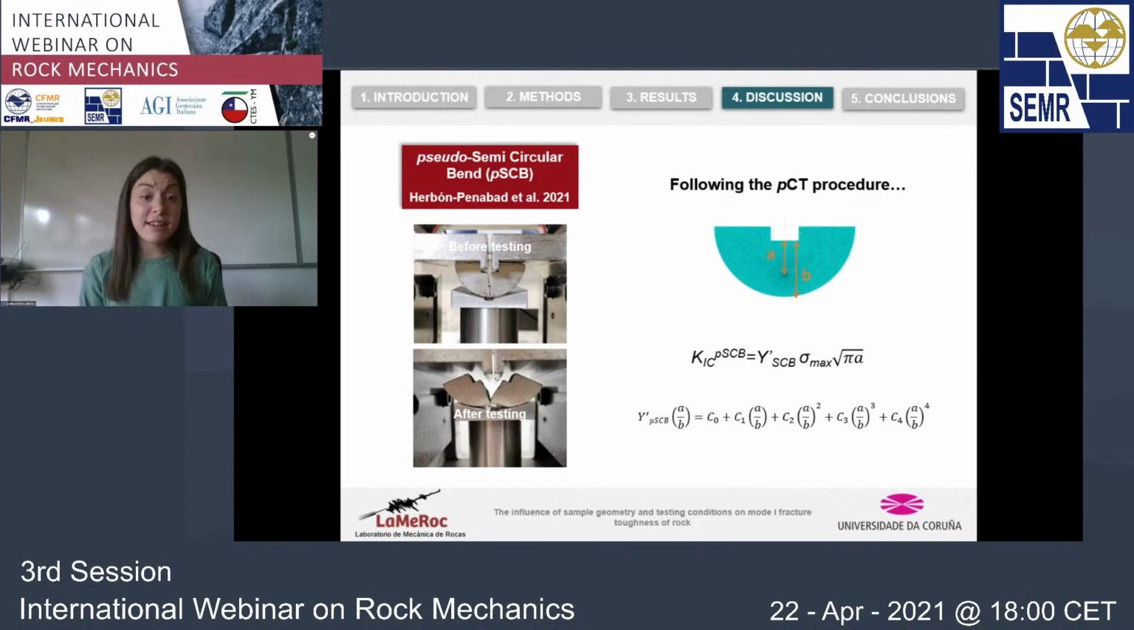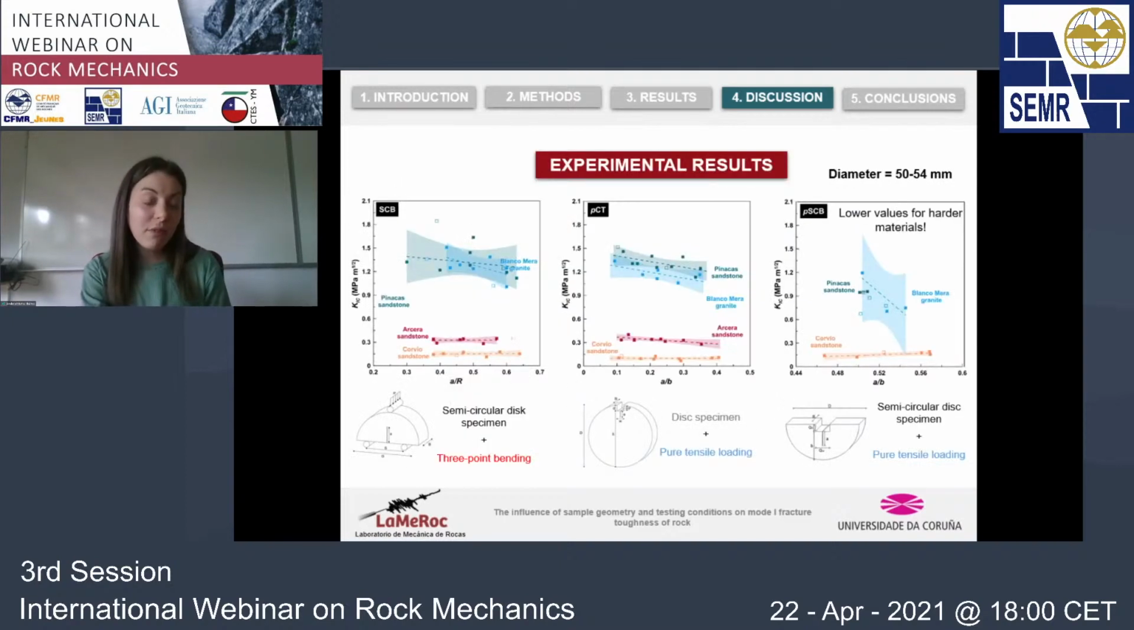This is just an example of the sample after testing, in which we can see that it has failed and a fracture has propagated. And following the procedure for the PCT, we also had to deliver an expression for the dimensionless stress intensity factor using the finite element method. So these are the results that we got.